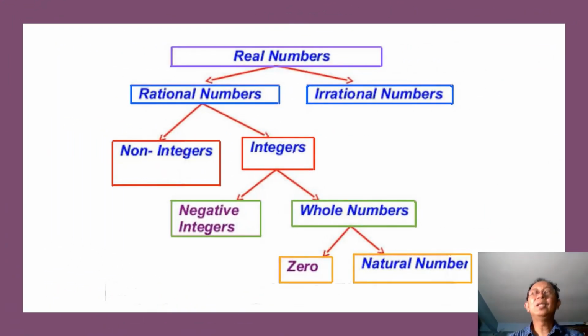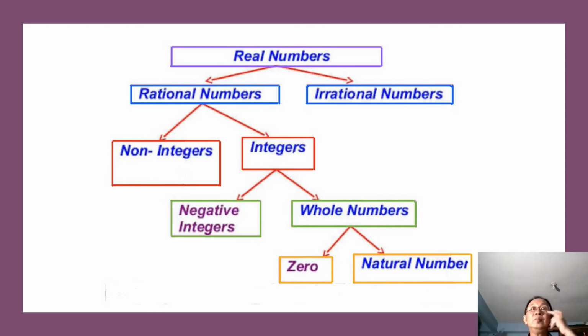So this is the schematic diagram of the set of real numbers. So the set of real numbers is divided into two, the rational numbers and the irrational numbers. The set of rational numbers is divided into two, the set of integers and the set of non-integers. And the set of integers is divided into two again, the negative integers and the whole numbers. And the whole numbers is composed of 0 and natural numbers or counting numbers or positive integers.